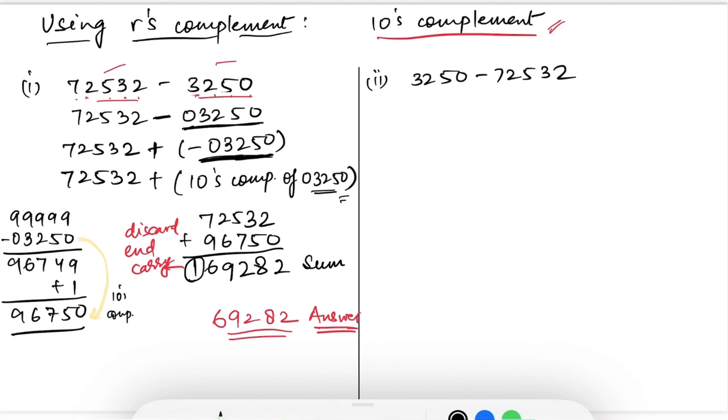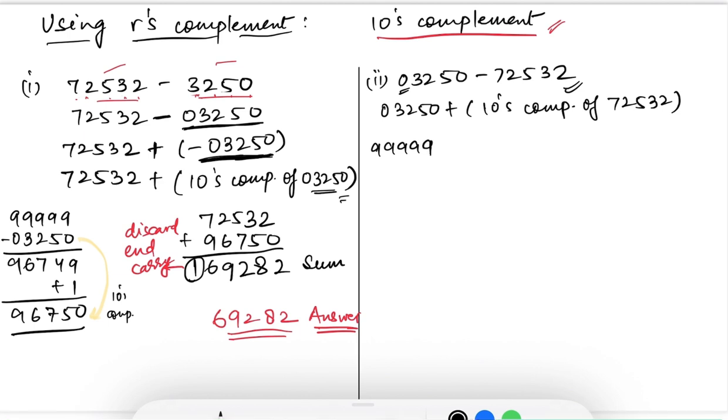Now the next question. Again, the first step must be to equate the digits in both the numbers. So I have padded a 0 here. Now I need to calculate the tens complement of this number. Okay, 03250 plus the tens complement of 72532. Now calculate the tens complement of this number. First of all, subtract each digit from 9 to calculate the 9's complement. Now add 1 to it to get the tens complement. So this is the tens complement of this number.